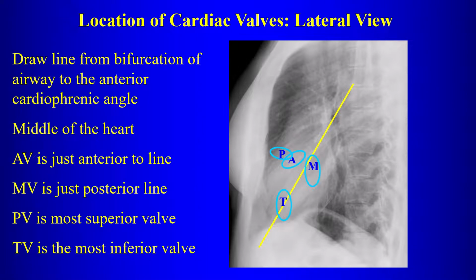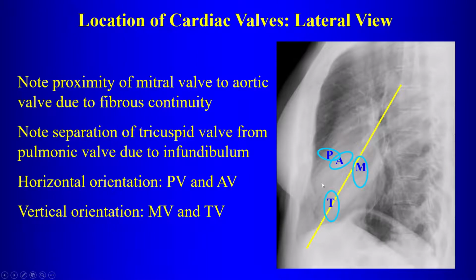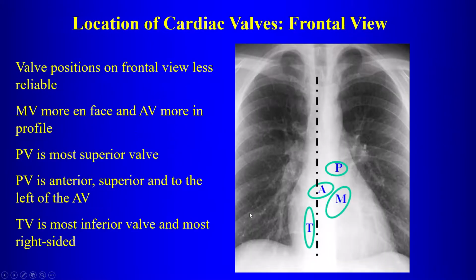You draw a line from the bifurcation of the airway to the anterior cardiophrenic angle. Then we look right in the middle of the heart. Just anterior to that line is the aortic valve. Just posterior to that line is the mitral valve. The pulmonic valve is the most superior valve. The tricuspid valve is the most inferior valve. So notice the proximity of the aortic valve and the mitral valve because of fibrous continuity. Notice the separation of the tricuspid valve and the pulmonic valve because of the infundibulum.